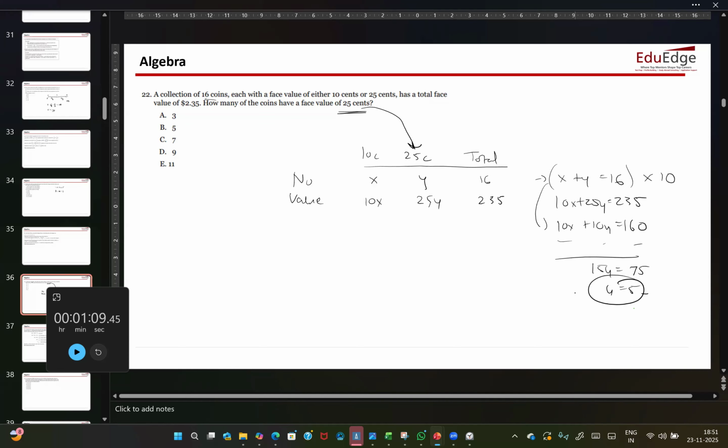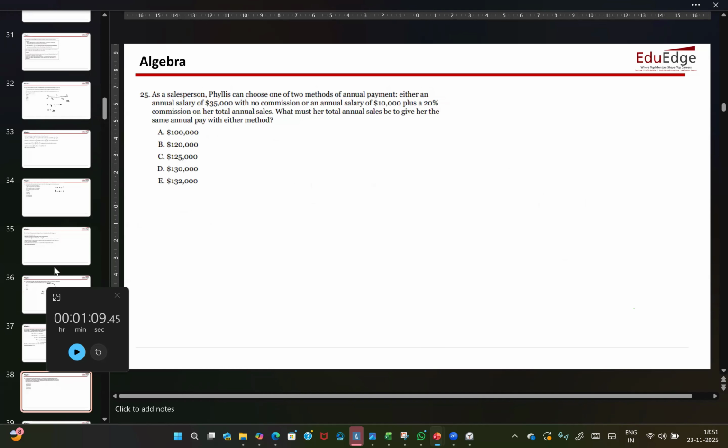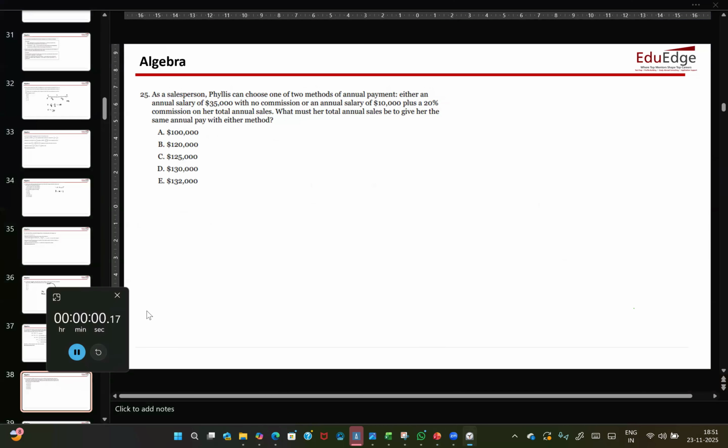Is that how you did? Yes. Okay. All right. Next. And choose one of the two methods, either annual salary with no commission. So, almost.